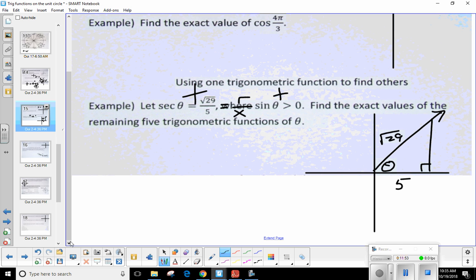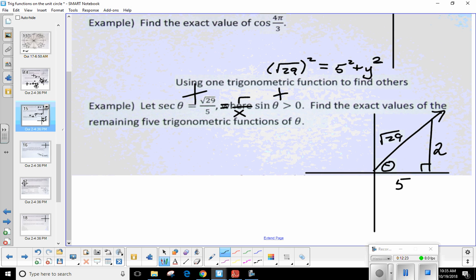Okay. Now, we are missing something. I do need to find the y value, and how can I do that? Pythagorean theorem. Okay, so we're looking for y. So the square root of 29 squared would equal 5 squared plus y squared. And what would that be if I were to solve it? 2. So I know this is 2. There we go.